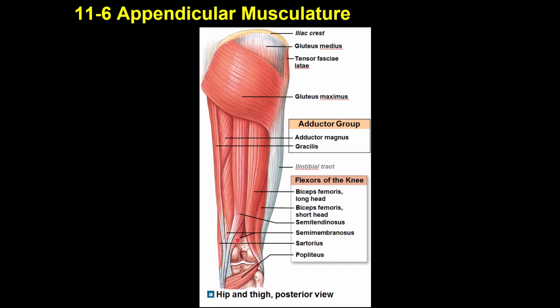There are also some other muscles here that are not part of the hamstring muscles, and one of them is this one. This is called popliteus muscle, and another one is called sartorius muscle that is located anteriorly. They too cause flexion of the knee, but they are not part of the hamstring muscles.